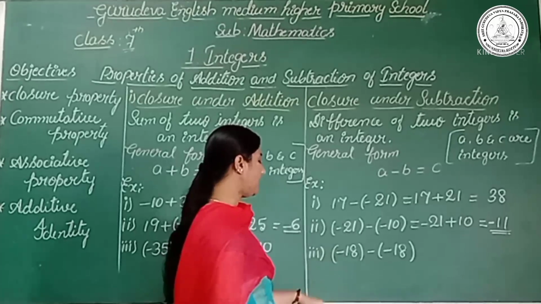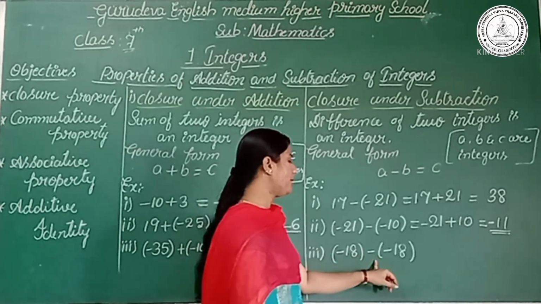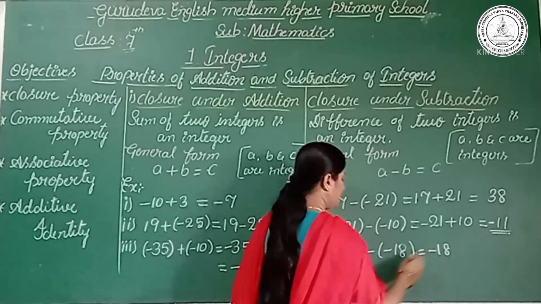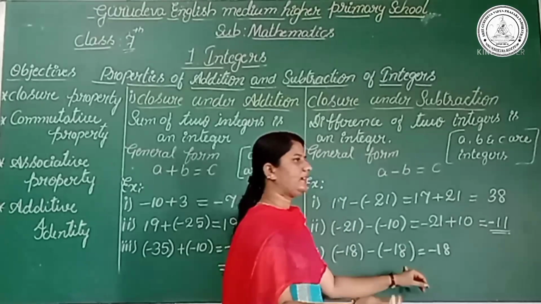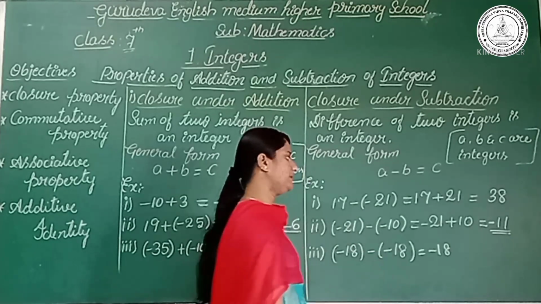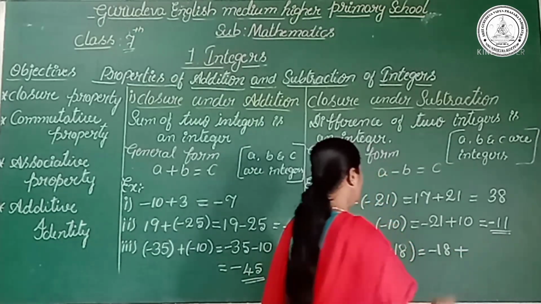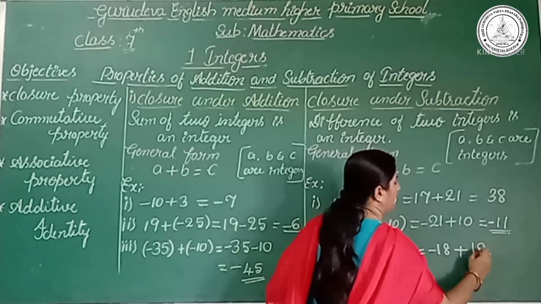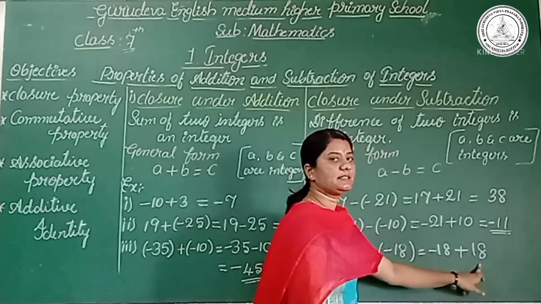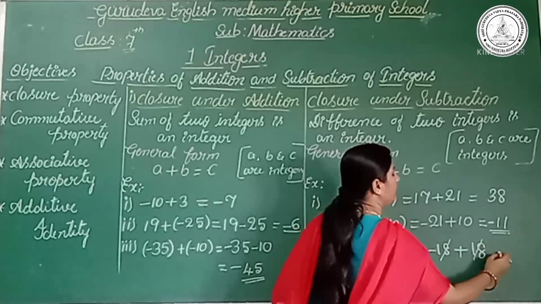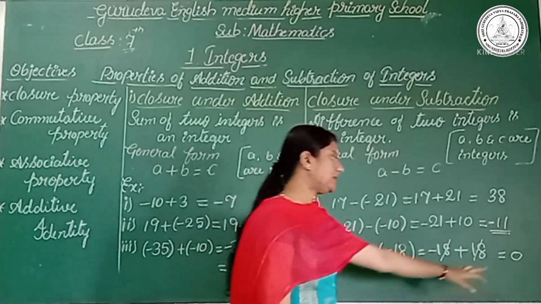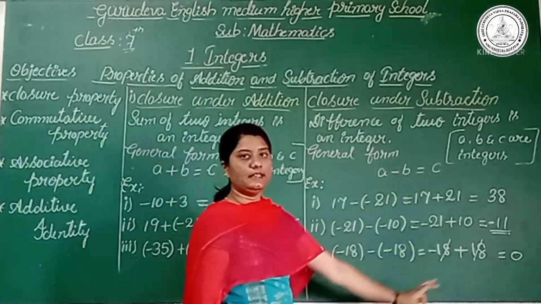Then the third one is minus 18 minus of minus 18. So minus of minus 18, then take the additive inverse, or you may write directly that minus into minus is plus 18. Then you will see here minus 18 and plus 18 all get cancelled. We will get the difference as 0. We know that 0 is also an integer.